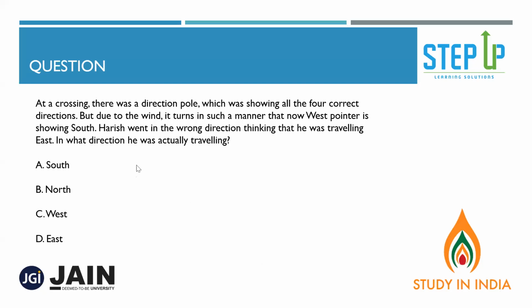No. So actually it is what? North, south, east, west, this is actual. But due to the wind, it turns in such a manner that now the west pointer is showing south. So this became south. Everything got shifted by 90 degrees. If this became south, this will become north, this will become west and this will become east. So now Harish went in the wrong direction thinking that he was traveling in east. So in what direction was he actually traveling?